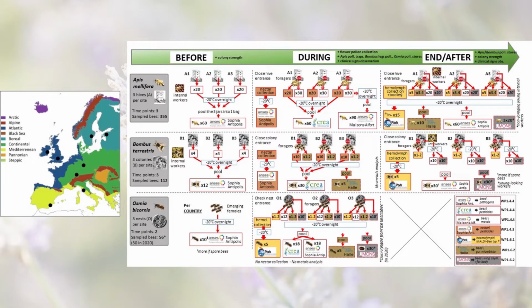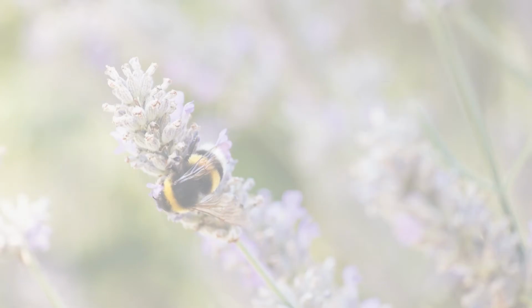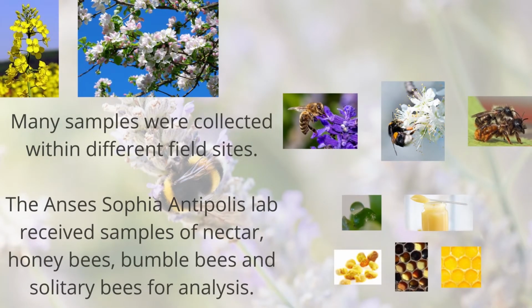In work package 1, field sites were selected to sample different matrices in a standardized way, according to a precise timetable. You will find more information on this particular design in a different short film. These different types of samples were intended for different laboratory analysis. These analyses are described in other short films.